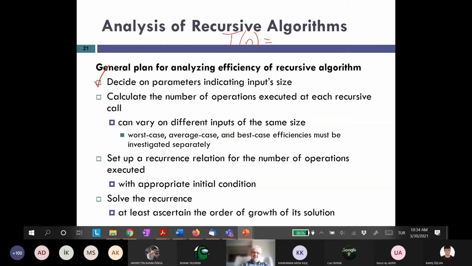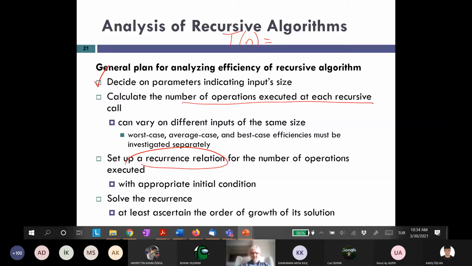Then we calculate the number of operations executed at each recursive call. Here we do not consider the recursive calls themselves, and we try to come up with the number of operations executed for each recursive call, and using that we set up a recurrence relation.